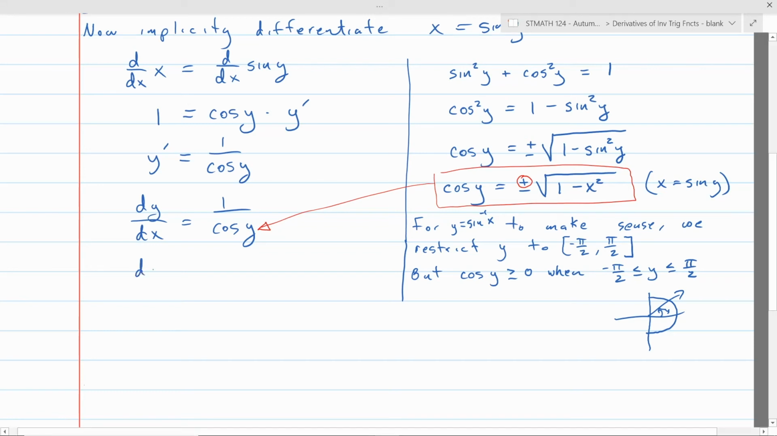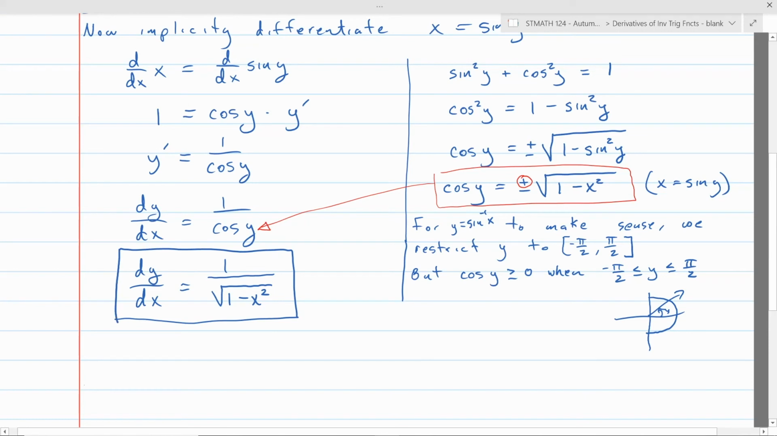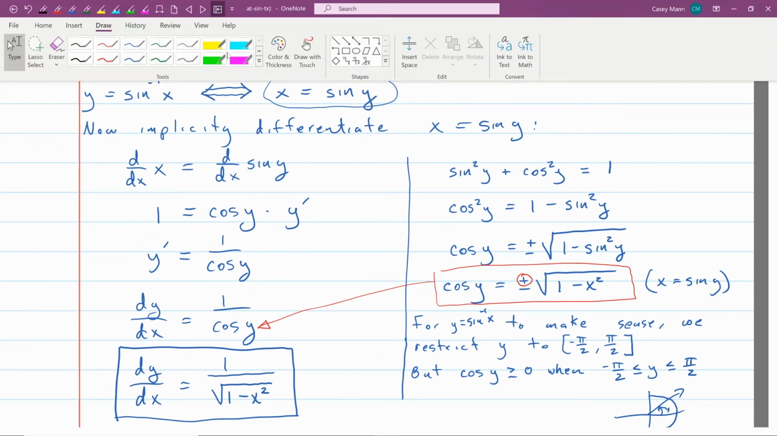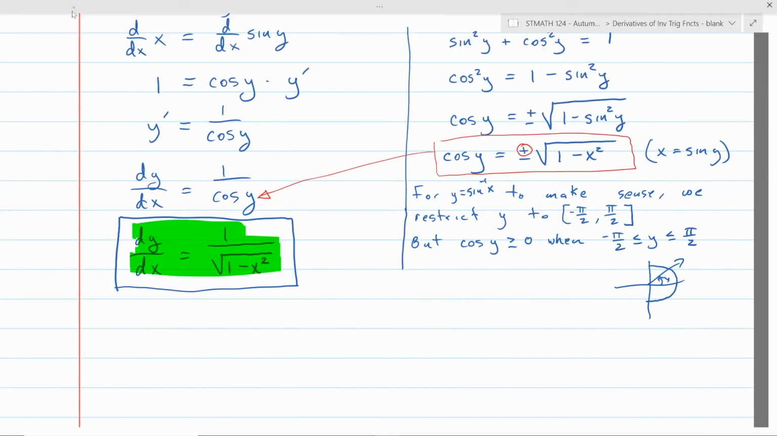So our dy dx that we were wanting to find magically turns out to be, well, not magically. I showed you all the reasons why. But maybe somewhat surprisingly, it turns out to be this expression involving radicals. So, just to be clear about what we actually calculated: the derivative with respect to x of sine inverse of x equals 1 over the square root of 1 minus x squared.